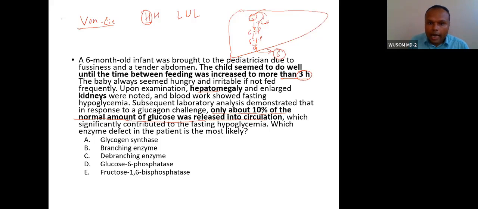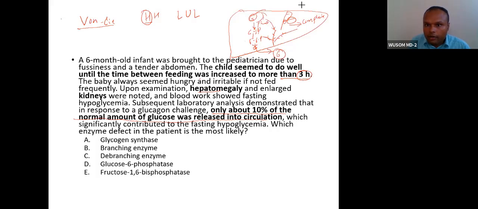Now what will happen if this debranching enzyme is absent? So what does the debranching enzyme do? It is actually the last enzyme that acts here. So the complete degradation will not happen, and this glycogen will be degraded into limit dextrin. There will be this type of twig-like thing.